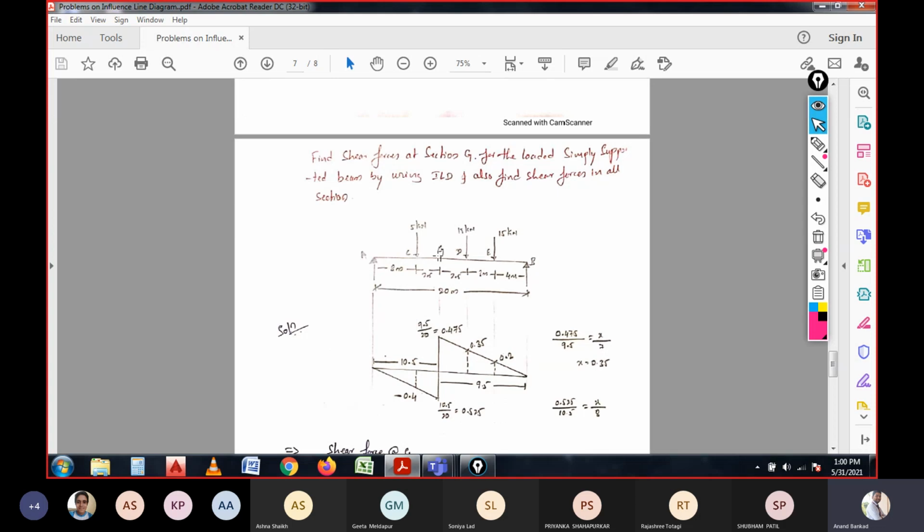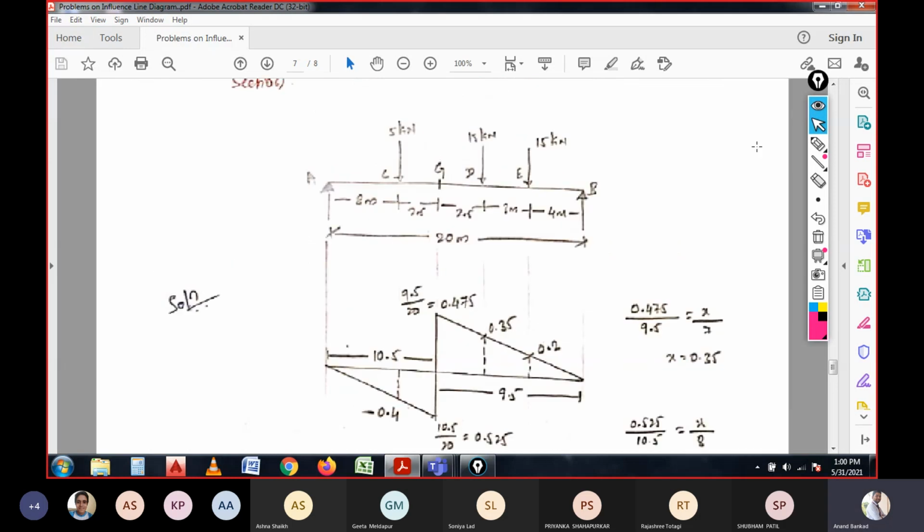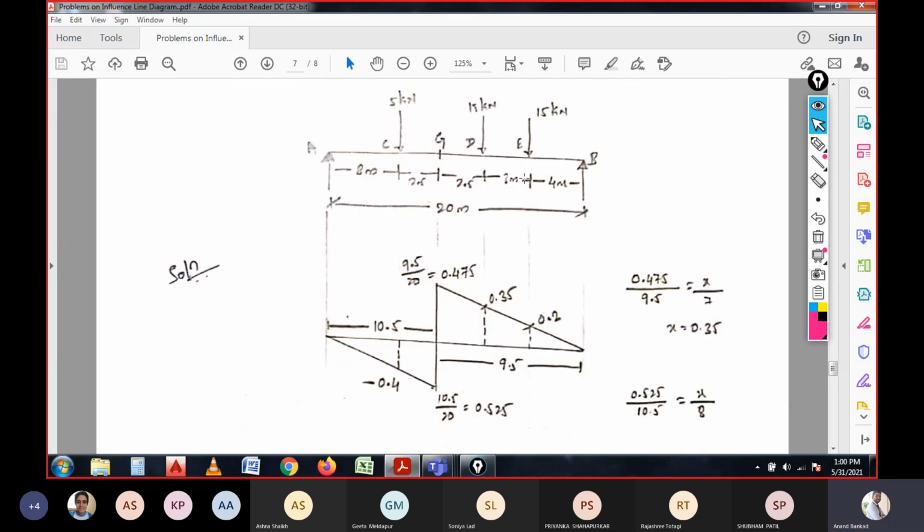So first we need to find the shear force at point G, and after that we need to calculate the shear force in all the sections. That is what they have asked in the question. Here again the diagram is shown. I hope now it is clearly visible. At this section we need the shear force, so again we need the value of coefficients at the sections we are considering.